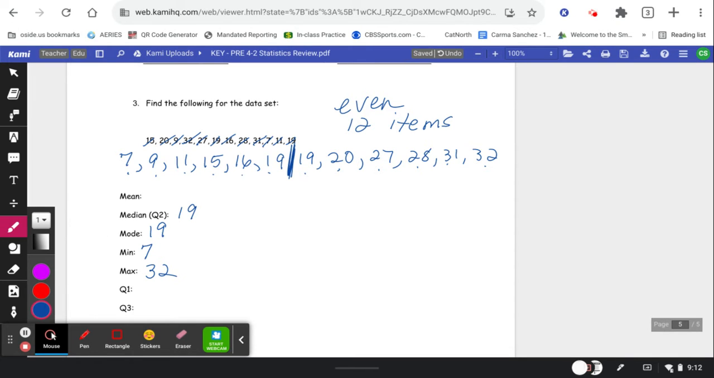Q1 is going to be the middle of that first half. So I'm going to take a calculator and do 11 plus 15. Some of you can probably do this in your head. Is 26. And so 26 divided by 2 is just 13. So my Q1 is 13. And then over here, 1, 2, 3, 1, 2, 3, in the middle of 27 and 28 is just going to be 27.5 as my Q3.